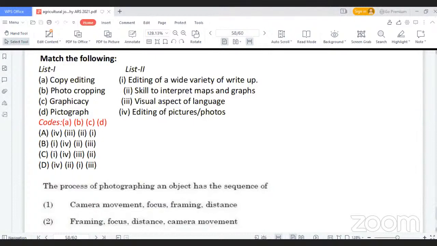Copy editing, the fourth. So your answer is B. Graphic essay means the skill to interpret maps and graphs. And pictograph is the visual aspect of language. So copy editing is editing of alphabet or write-up. Then photocopying is editing of pictures and photos. Then graphic essay is the skill to interpret maps and graphs, and pictograph is the visual aspect of language.